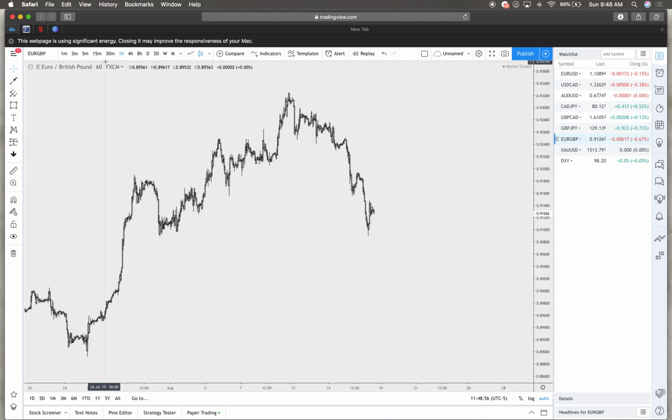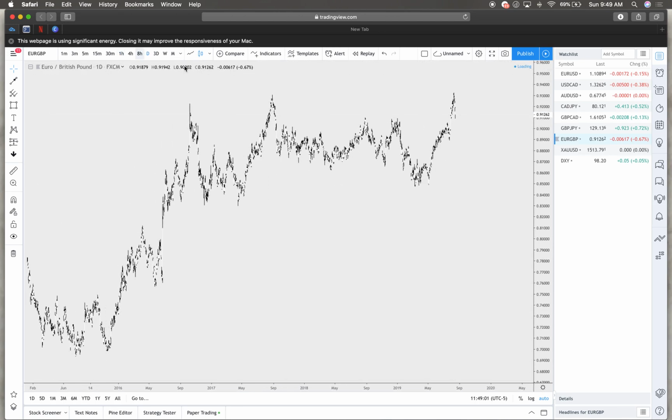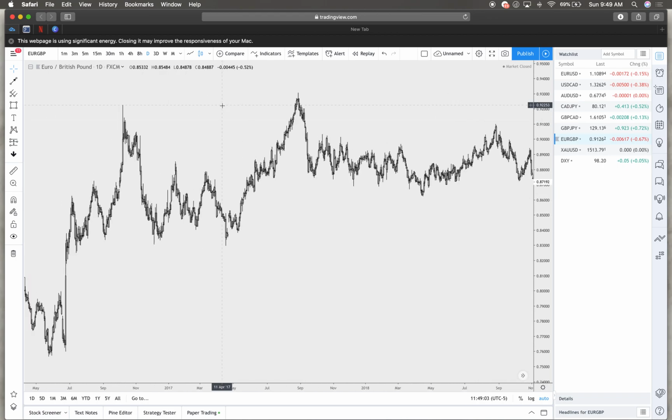Now, Euro GBP. As I say, I'm going to have a flight to jump on soon. I'm going to have a few things to do before I do that. Can't go up on the plane with a hungry belly.